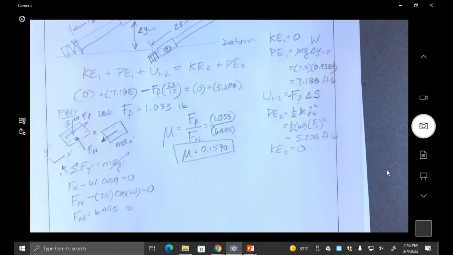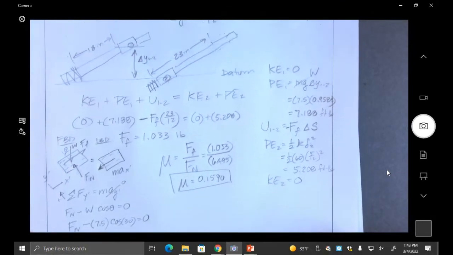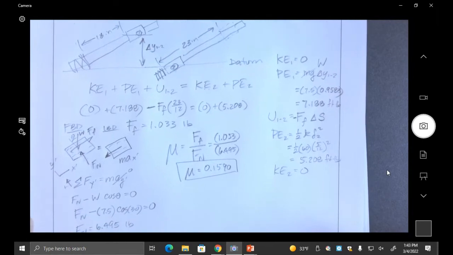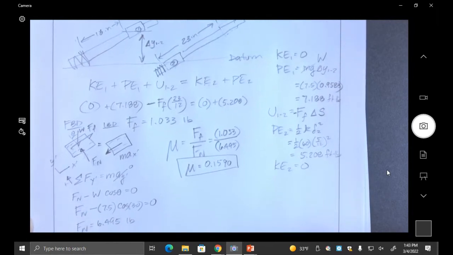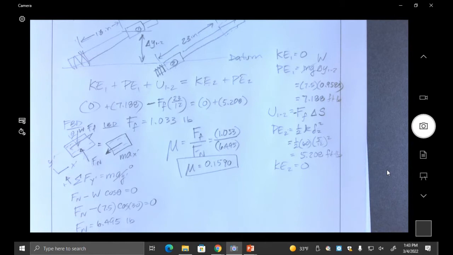And now we want the maximum speed of the collar. So pretty much have to do the whole thing over again, but not too much. We really should reset all the datum again.